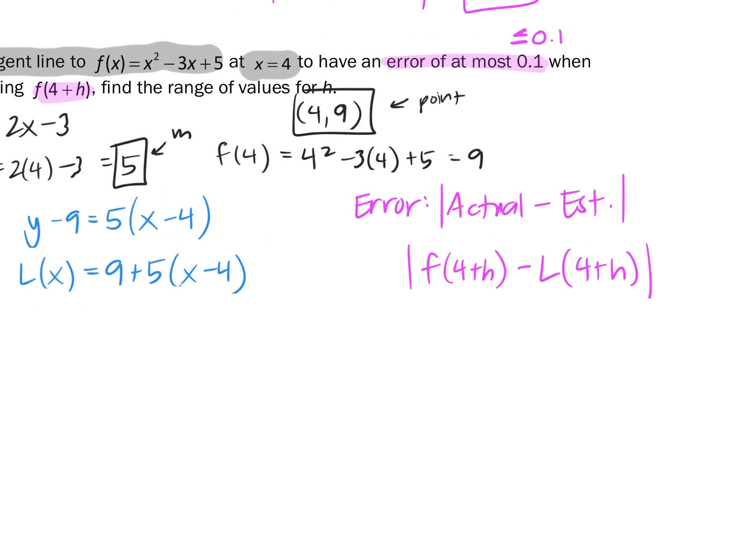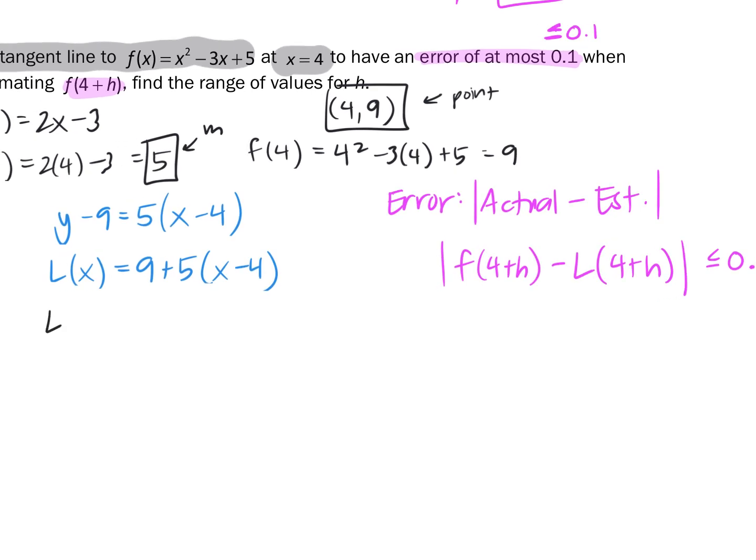And that is going to be, when is it less than or equal to 0.1? We're trying to figure out when is my error less than or equal to that, for what value of h? I'm going to work some of this off to the side here. I'm going to do L of 4 plus h first, just because my formula is right there. So L of 4 plus h means I'm going to plug in 4 plus h anytime I see what? An x. So I've got 9 plus 5 times 4 plus h minus 4.